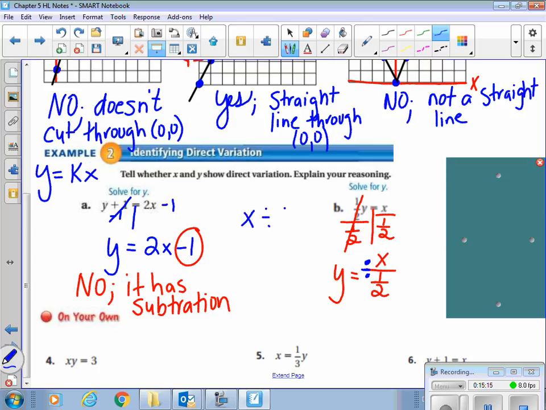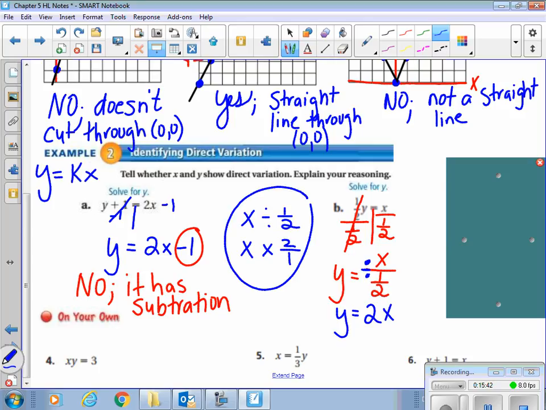X divided by 1/2. If I were to rewrite that, that becomes x times 2/1. I just changed it to multiplication, which is what I need. So this is really y equals 2/1 times x, 2/1, or simply 2, times x. Now does it look like direct variation because of our rules for dividing by a fraction? Keep, change, flip, making it multiplication. Now I'm taking a number and multiplying by x. So now this is a yes.